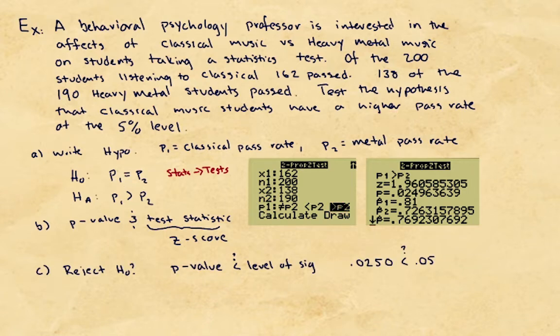Now we have to decide if we're going to reject the null hypothesis. So our rule for doing that is: is the p-value less than the level of significance? So this time we got a p-value of about 0.02, and the level of significance that we're using is 0.05. So yes, the p-value is less than the level of significance.